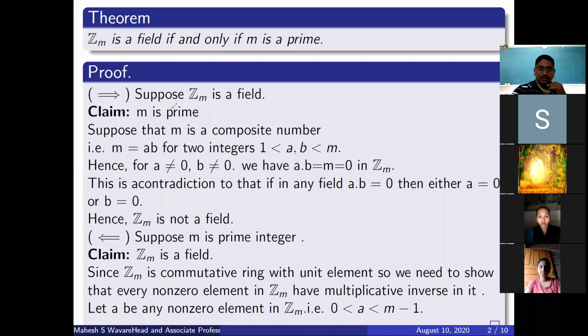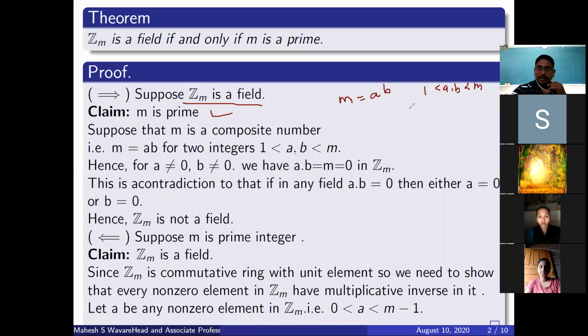Suppose we assume that this Zm is a field. Suppose Zm is a field, and you want to show that the integer modulo m, that number m is prime. If it is not prime, it must be composite. Suppose m has this pattern a into b, and a into b is such that a is not equal to 1 and not equal to 0 also, and similarly b.